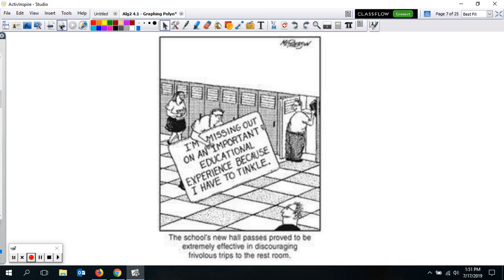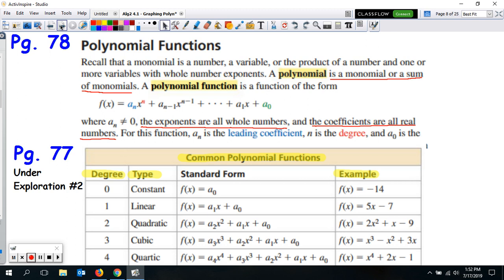Alright, so here we go on to our notes now for your polynomial functions. Page 78 there in your notes where your vocabulary is. Let's go ahead and just copy a couple things down here. So polynomial is one of those, and it says, recall that a monomial is a number, a variable, or a product of a number and a variable. That's what that video was just describing.